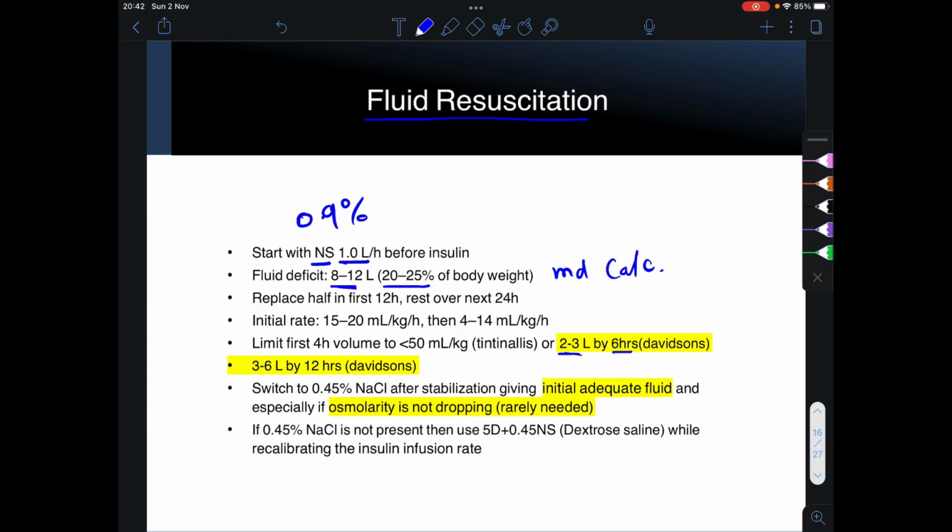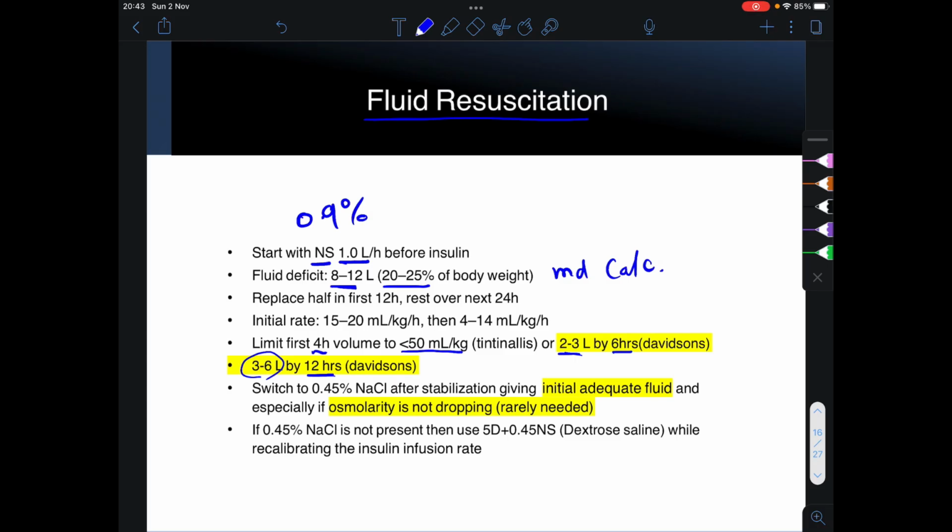Now this is according to Davidson, while Tintinalli says you can calculate it, but you shouldn't give more than 50 milliliters per kg according to their body weight within the first 4 hours. Later on, in the first 12 hours, you should be giving at least 3 to 6 liters. And this 12 hours covers the majority of the fluid loss that the patient has developed.